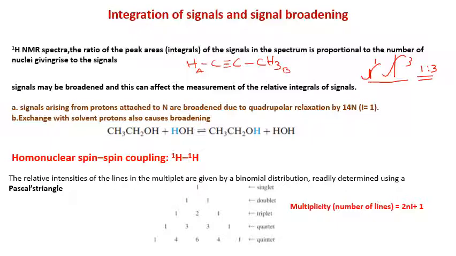Signals arising from protons attached to, for example, a nitrogen atom are very broad in nature due to the quadrupole relaxation by the nitrogen-14 nucleus, which has nuclear spin equal to 1. Exchange with solvent protons also causes broadening. For example, in ethanol, the alcoholic proton rapidly exchanges with water molecules, and because of this rapid exchange with the solvent, the OH peak is sometimes very broad and thereby cannot be integrated.